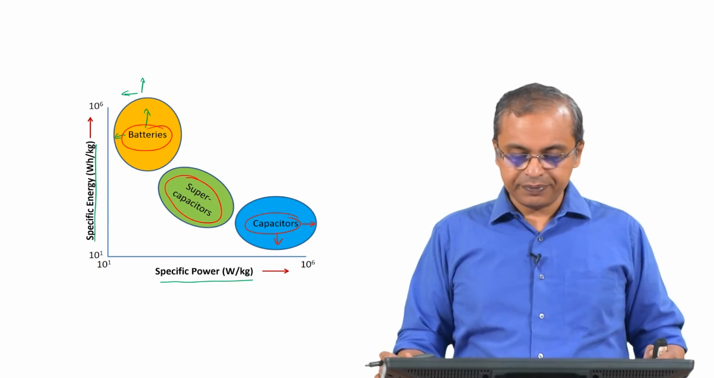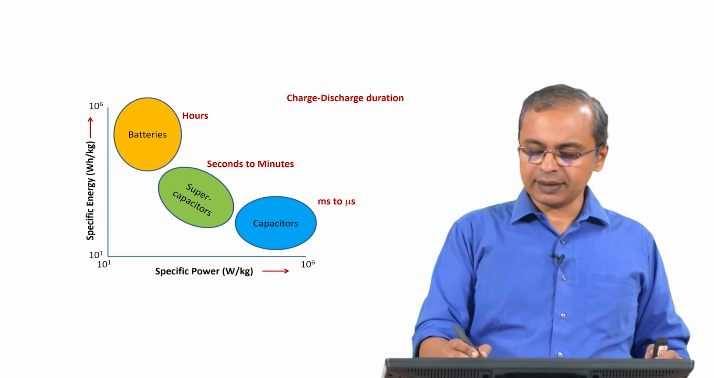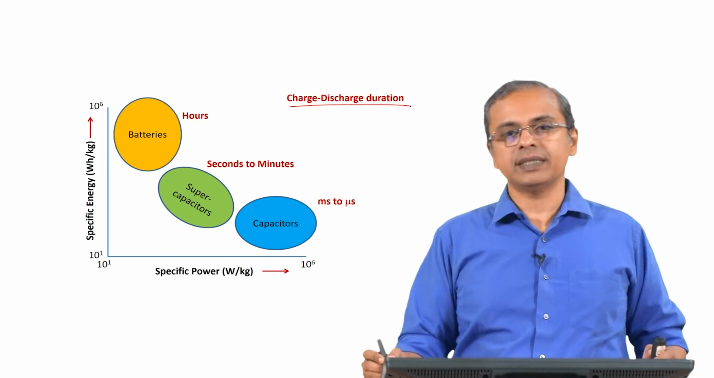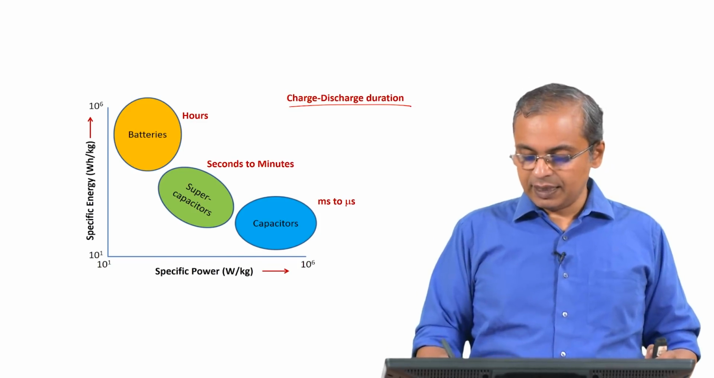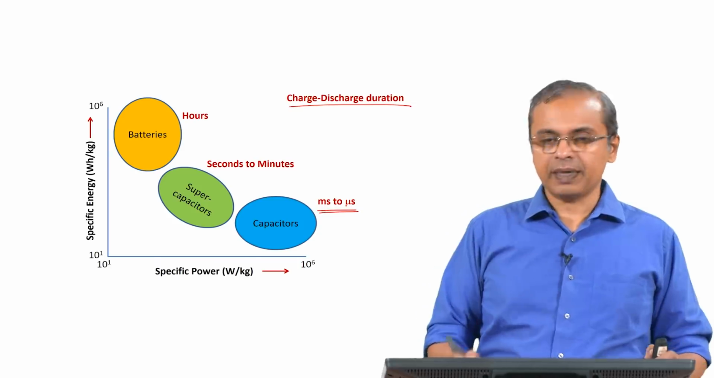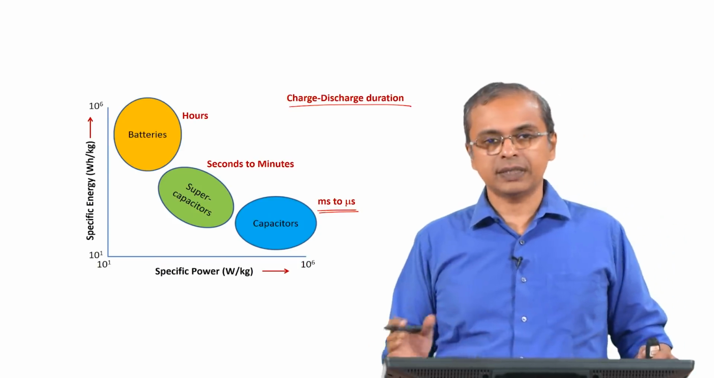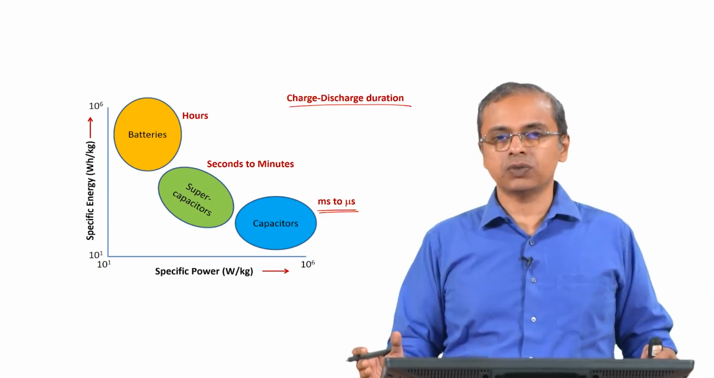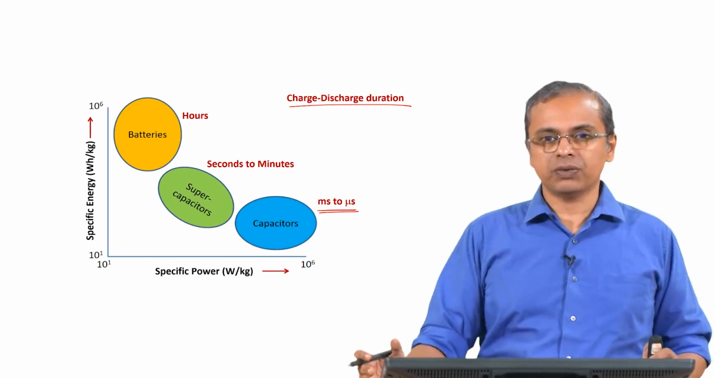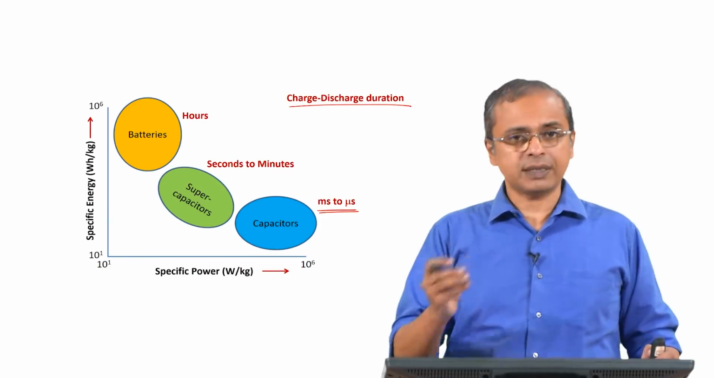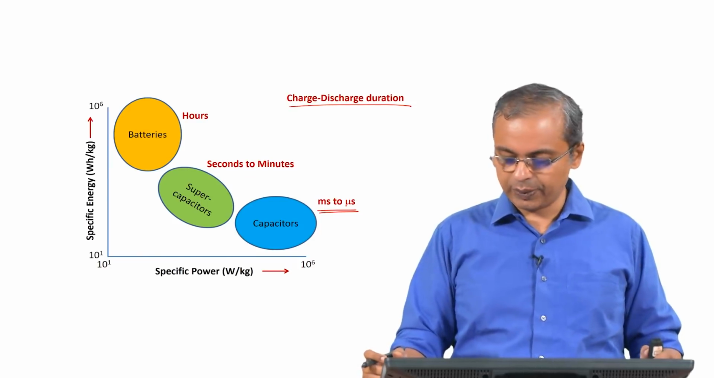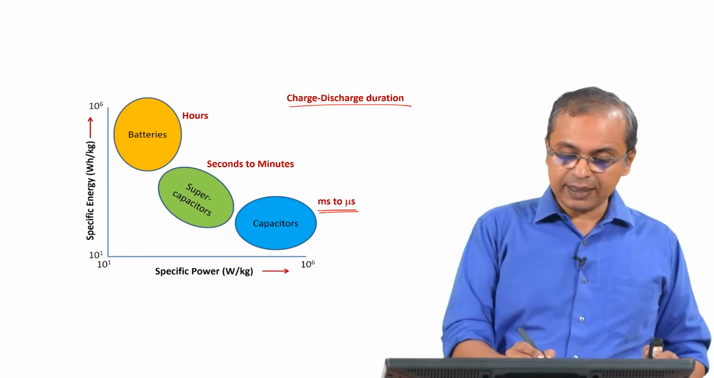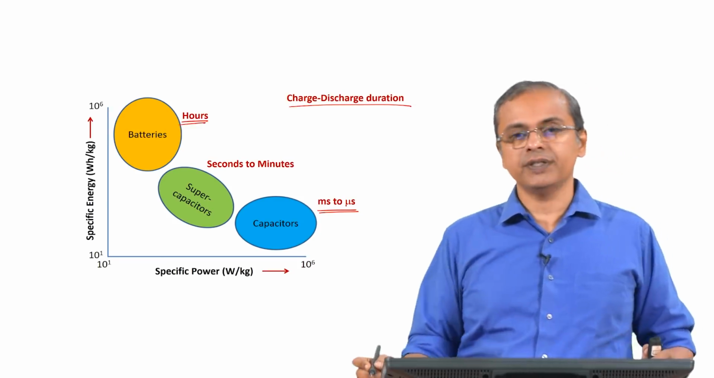For example, if you look at the duration required for charge and discharge, capacitors typically require anywhere from milliseconds to microseconds to charge or discharge. So, milliseconds to microseconds is all it takes to charge or discharge a capacitor, a very tiny amount of time, and it is able to do the job that quickly. Batteries, on the other hand, take hours to charge and discharge.